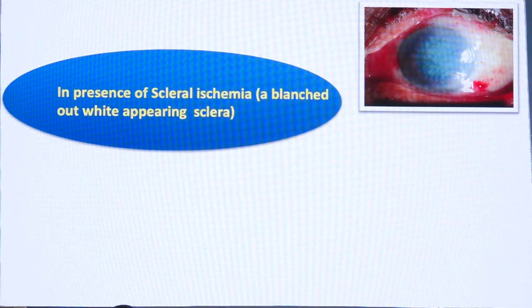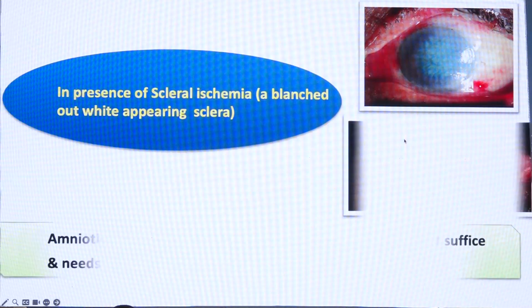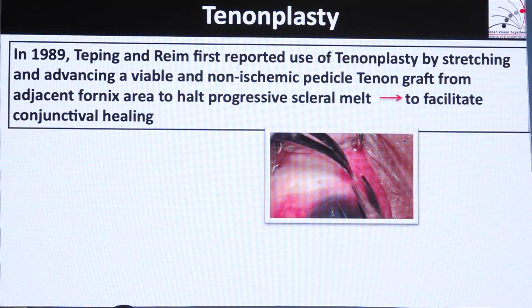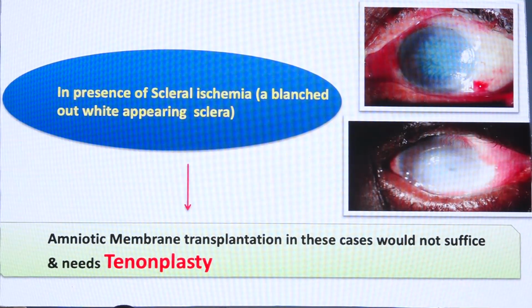But always remember that in the presence of scleral ischemia, that is blanched out, white-appearing sclera, amniotic membrane transplantation alone will not help. So in these patients, you have to go for tenonplasty. So this is the area where you can see that it is blanched out. This is scleral ischemia. So here amniotic membrane transplantation alone will not help, and you have to go for tenonplasty, that is, Tenon's enhancement flap.